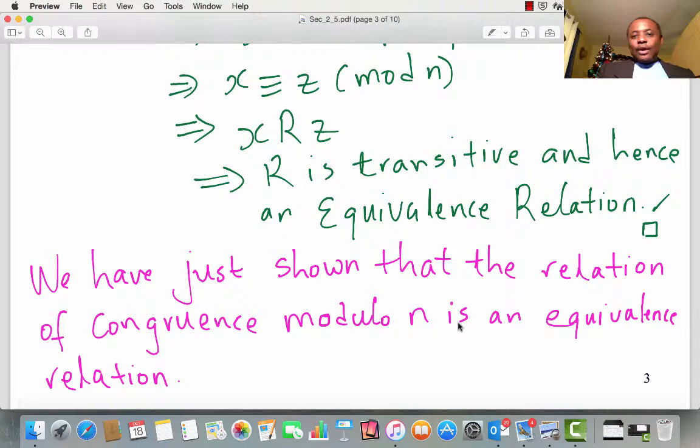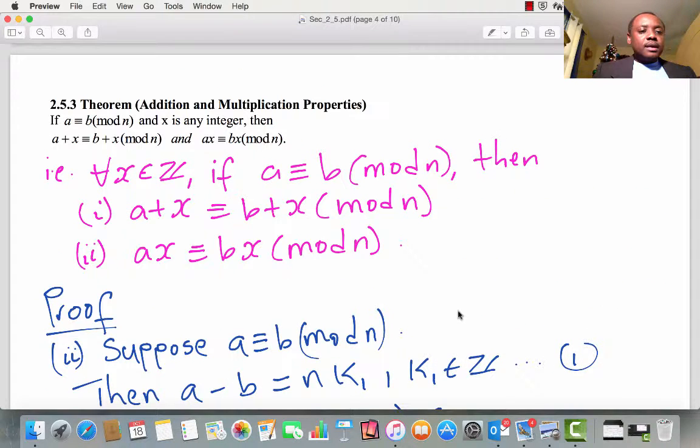So in a test or in a quiz, if I ask you to prove that the relation of congruence modulo n is an equivalence relation, I expect you to define the relation R as x related to y if and only if x is congruent to y mod n, and then proceed to prove that that relation is an equivalence relation. Subsection 2.5.3 Theorem.